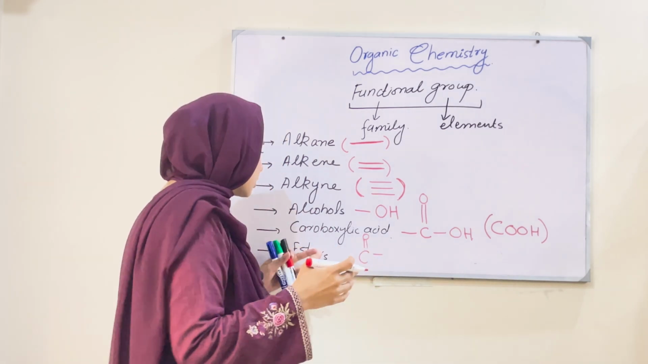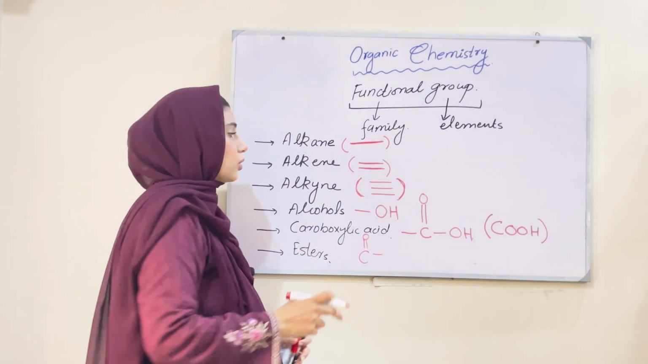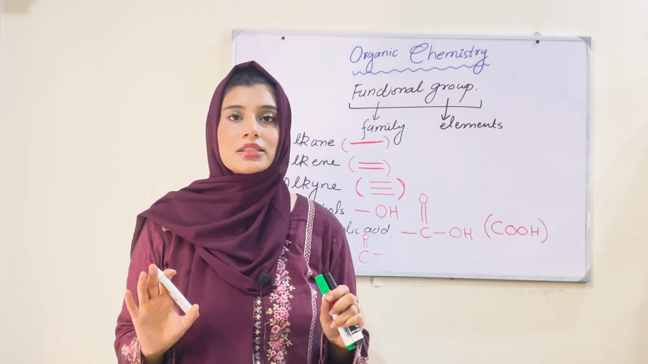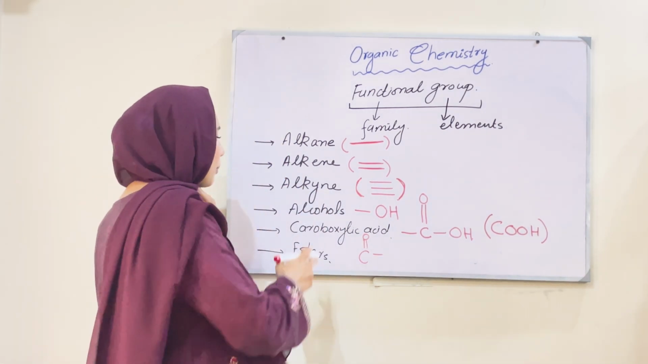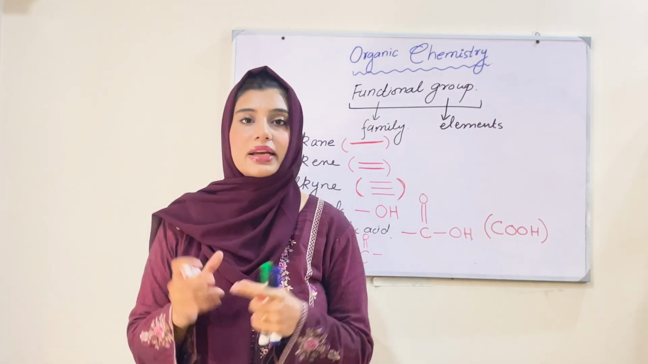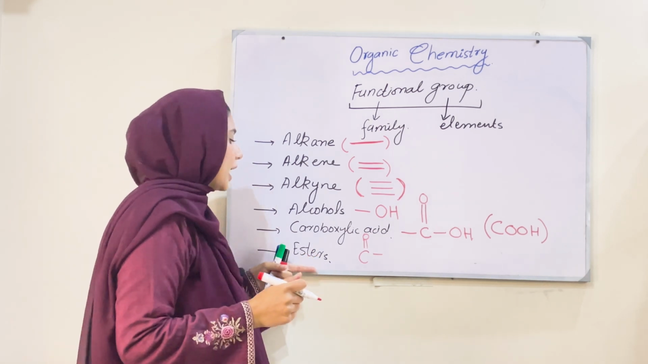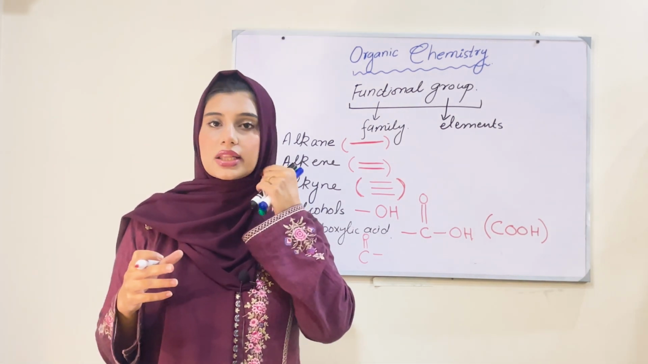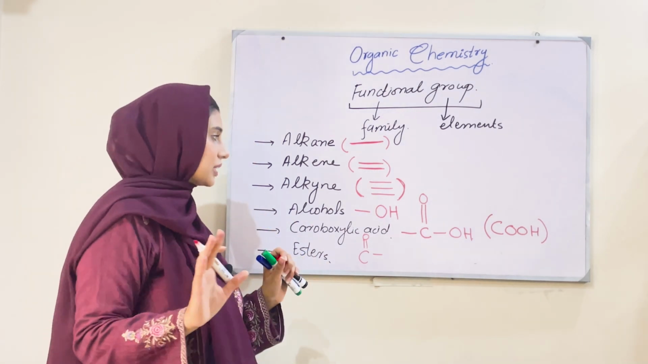This is basically the linkage. When I explain carboxylic acid and alcohol, I will explain ester in detail, because ester is basically the linkage between carboxylic acid and alcohol. When carboxylic acid and alcohol combine together, they form a compound which is called ester, and ester is the linkage between the carboxylic acid and alcohol. So I will explain this later.